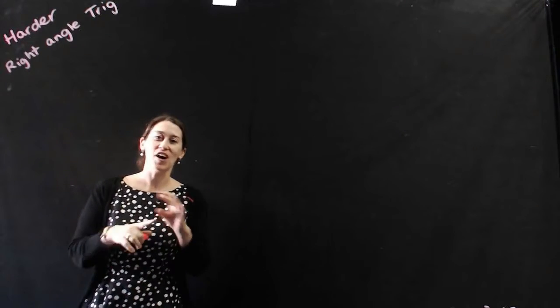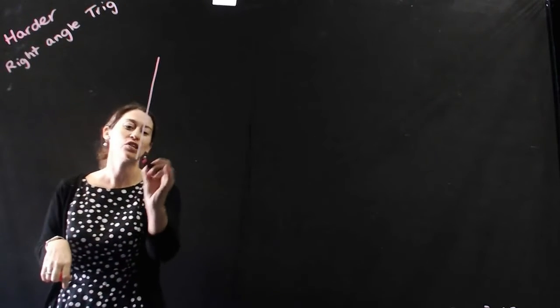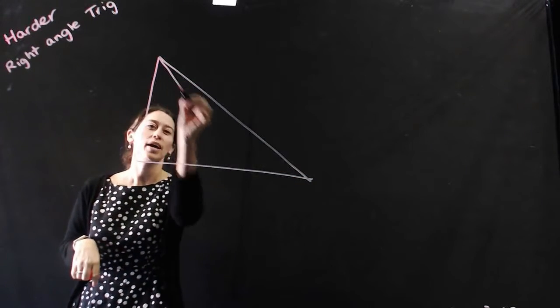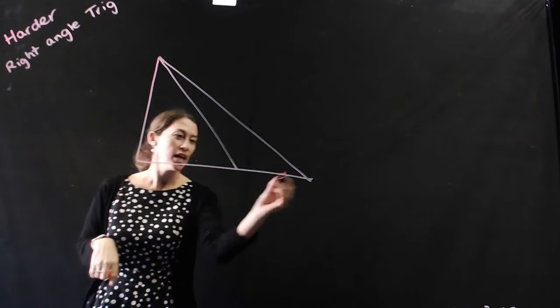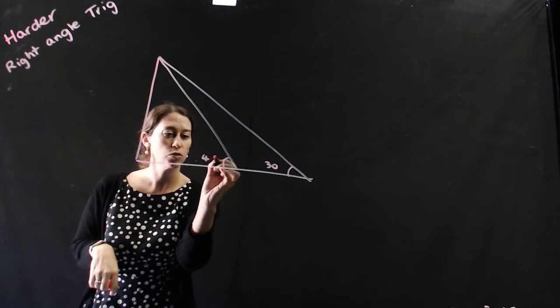In this video, we're going to look at harder right angle trig, so finding the length of the side. So let's just look at a particular example. I'm going to draw up a diagram where there are two triangles within there. And I'm going to give this angle 30 degrees and this angle 45 degrees.